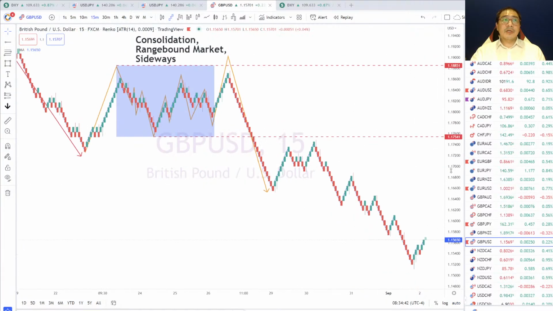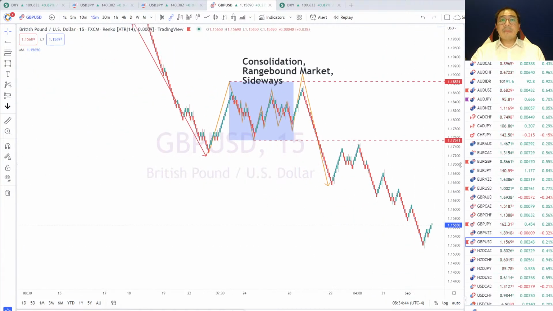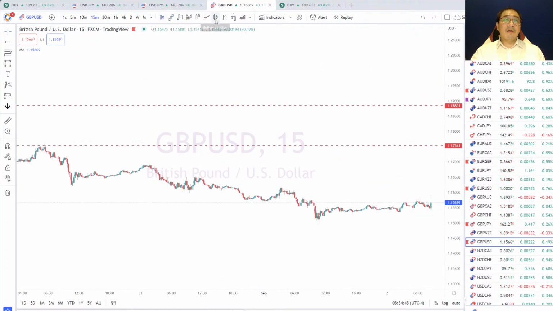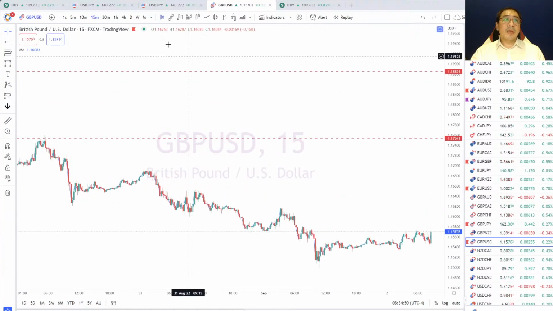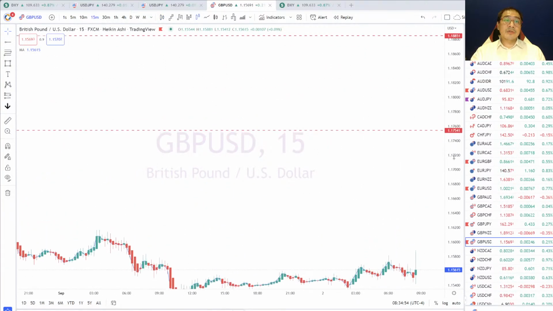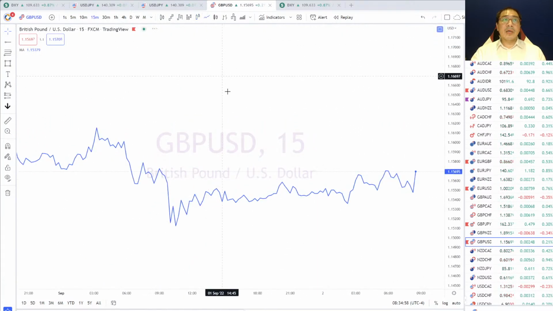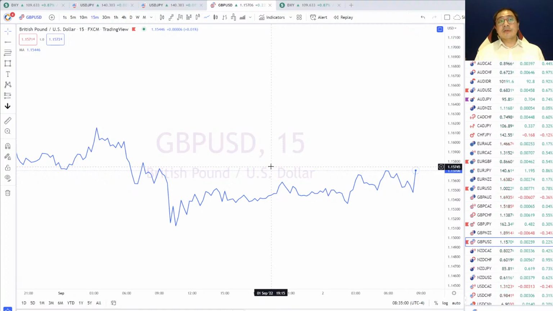See, if I change it into a Renko, it's a lot simpler, right? If you don't like moving averages, it's very choppy, you can always go with Heikin-Ashi. It actually smooths it out a little bit. But the point is, try to use a line chart once in a while if you are confused.